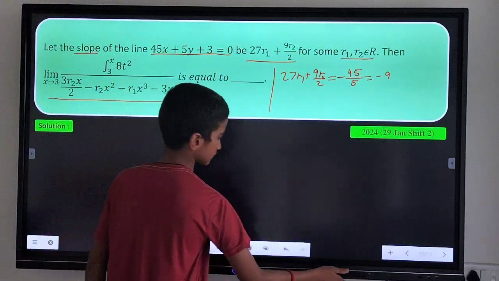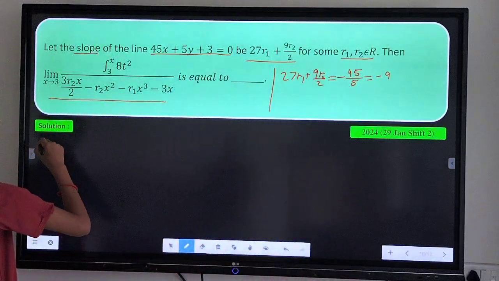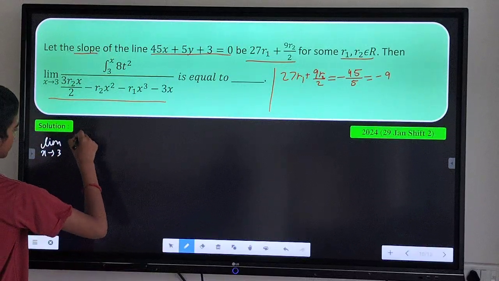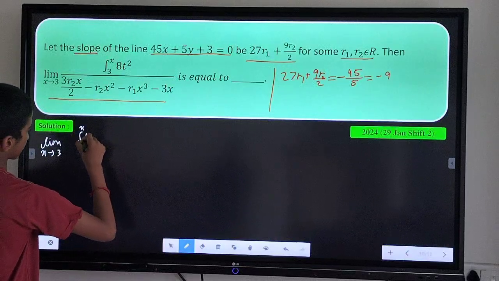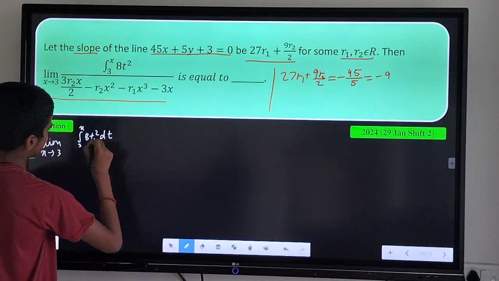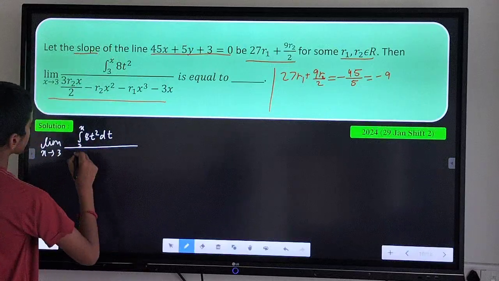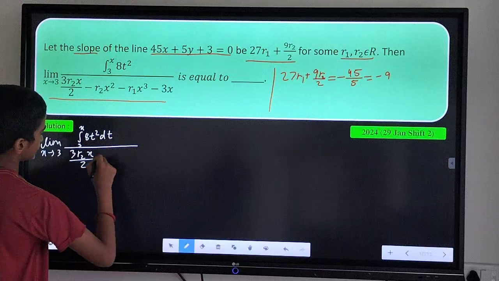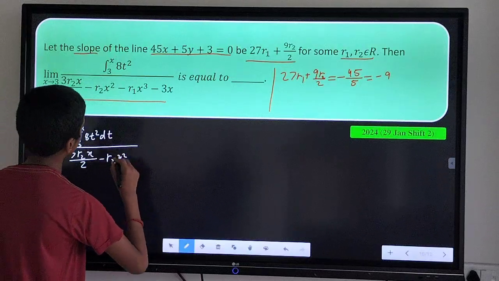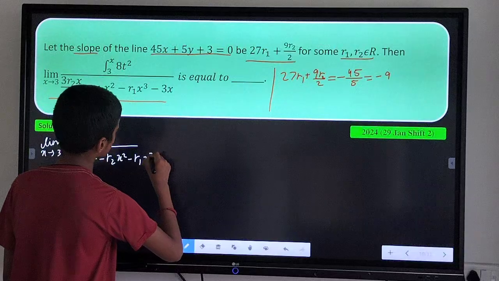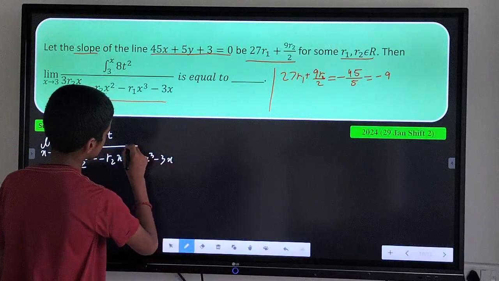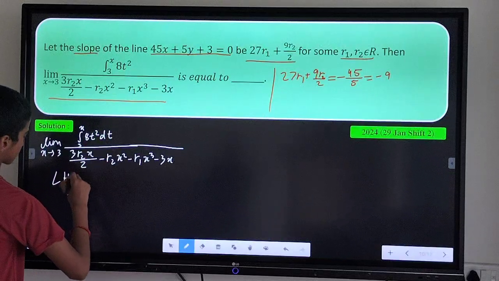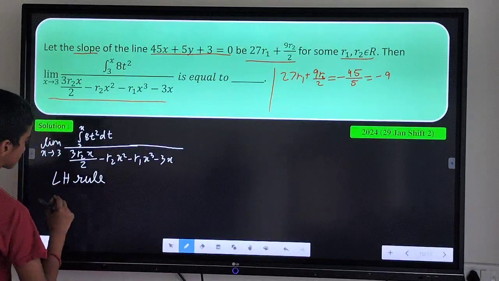Now let's write this above limit. We will get limit x tends to 3, integral from 3 to x 8t square dt upon 3r2x upon 2 minus r2x square minus r1x cube minus 3x. Now we will again use L'Hospital rule to solve this limit.